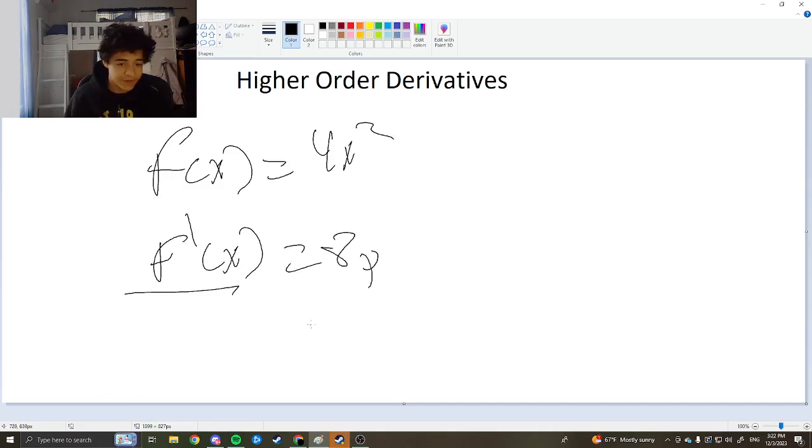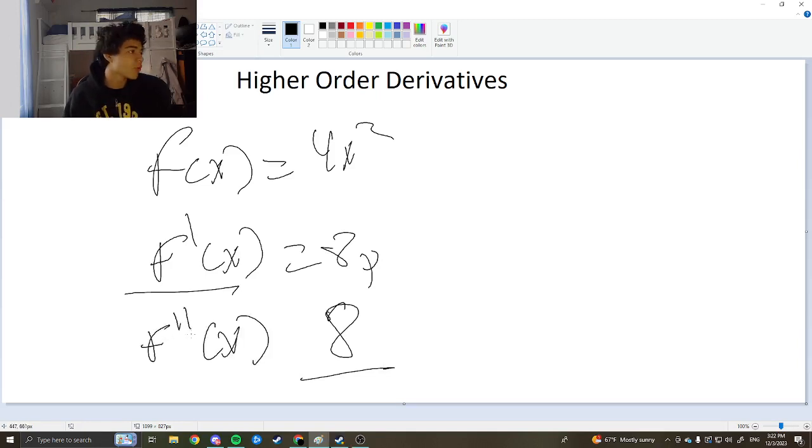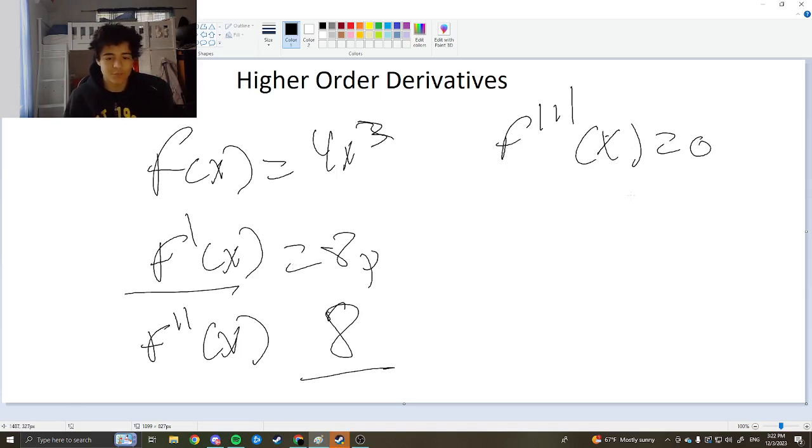Then if you derive it again and you get 8, what's this called? This is just f double prime of x, right? F prime prime. If you derive this again, you get 0. So f prime prime prime, or f triple prime of x equals 0. Anything after that, if this was raised to the third or something, and this obviously could go on longer and it didn't end here, you could derive it again.